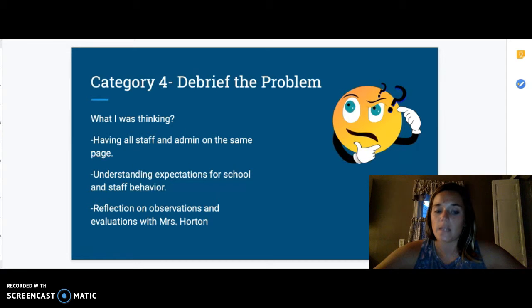Understanding the school's expectations for staff behavior as well as student behavior and when families get involved. And then I know that I was very lucky to have observations and post observations where I can reflect on how the lesson went, kind of look over the evaluation from the administrator and see if I had any questions. And I think that is essential for a successful evaluation, is where the teachers have time to reflect with the administrator.